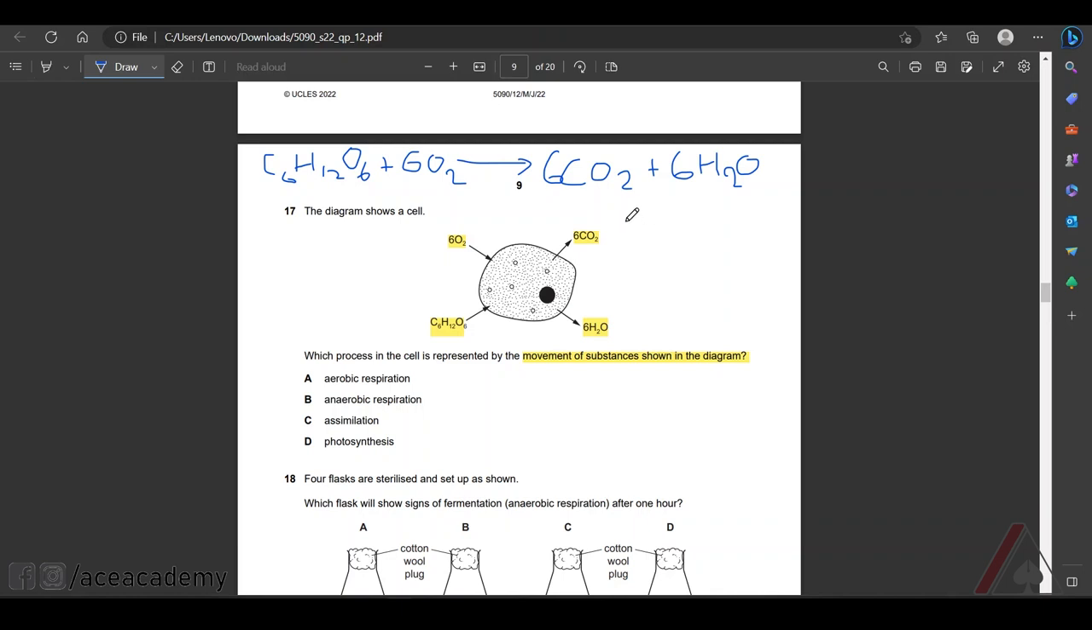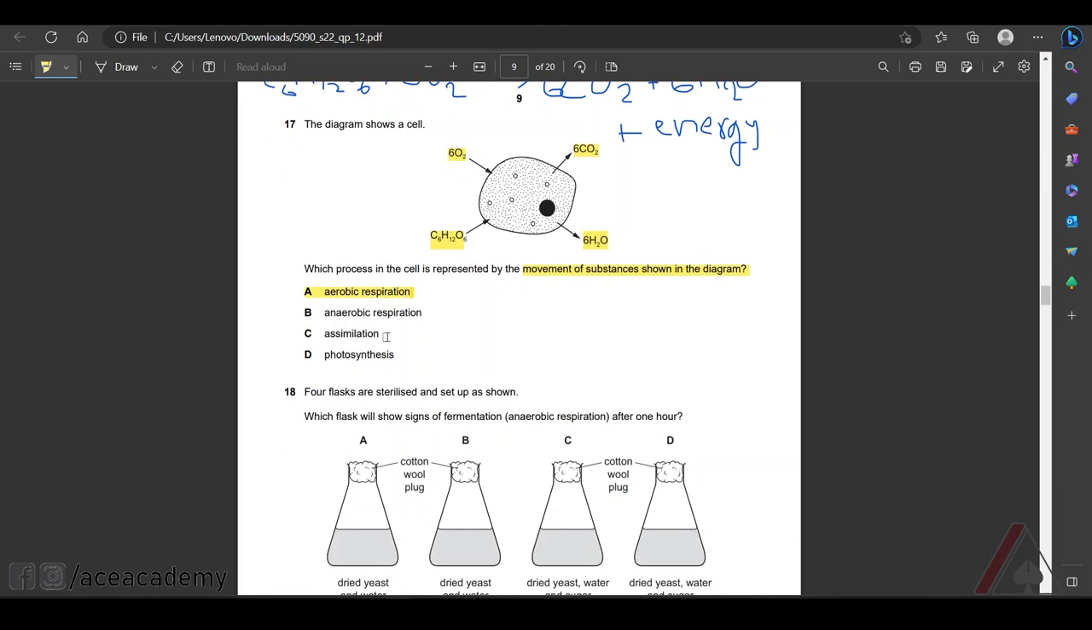Well, maybe it'll be easier if I add plus energy on this side. For those of you who still couldn't figure it out, this is the general equation for aerobic respiration, which should be our answer. Yes, A says aerobic respiration. A is our answer. We don't really need to look at the other ones here.